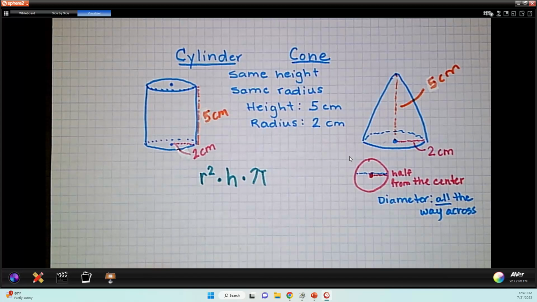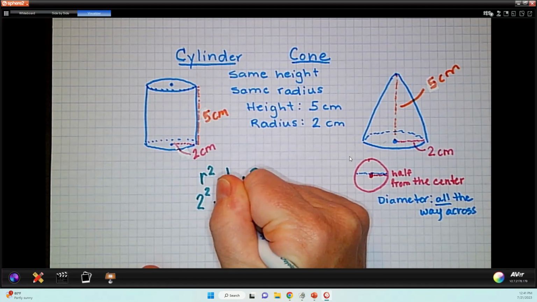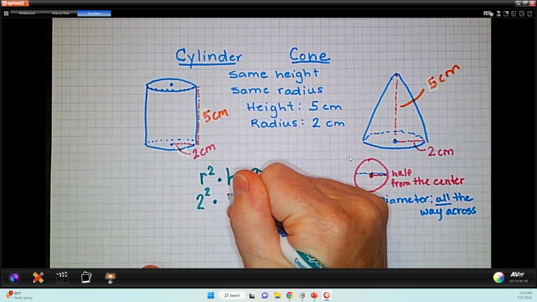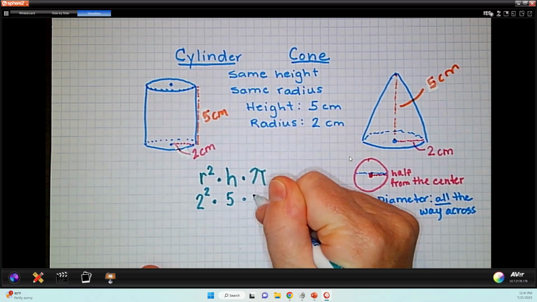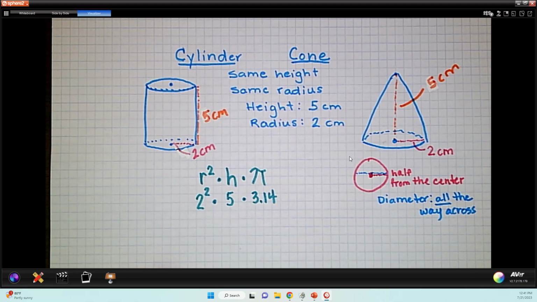So we fill in what we know. We know we have a radius of 2. So 2 squared. We have a height of 5, and we can use 3.14 for pi, or we could leave it in terms of pi. Now we're going to talk about that in just a second.